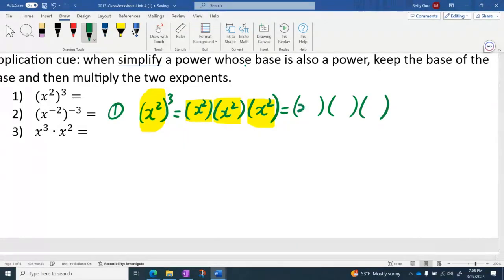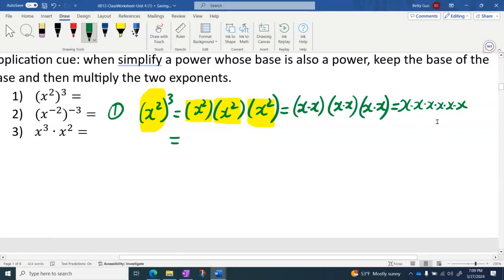And x squared is 2 x's multiplied together. We can remove those parentheses because of the associative property. So we have x, x, x, x, x, x. We have 6 of them, right? This is a repeated multiplication with x used as a factor 6 times. So we can write a repeated multiplication as an exponential expression, and we have x to the power 6.